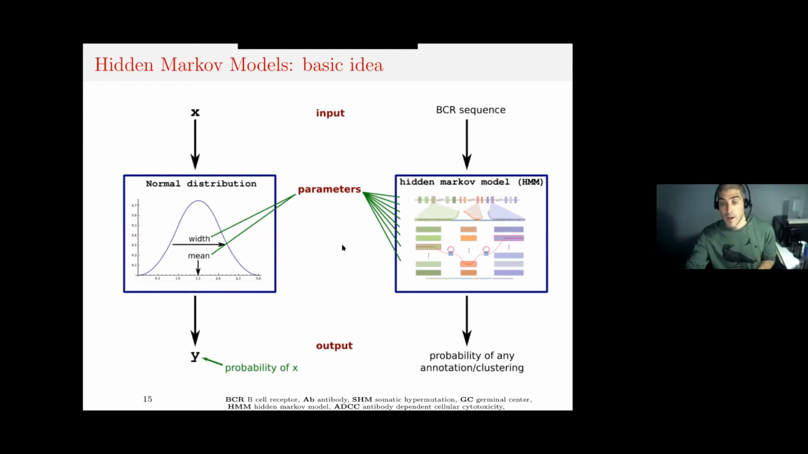Looking at the right, an HMM is way more complicated, and it has many, many more parameters, but it's still doing basically the same thing, in that you put in a BCR sequence, and what we get out of it is the probability of a particular annotation or a particular clustering or something like that.